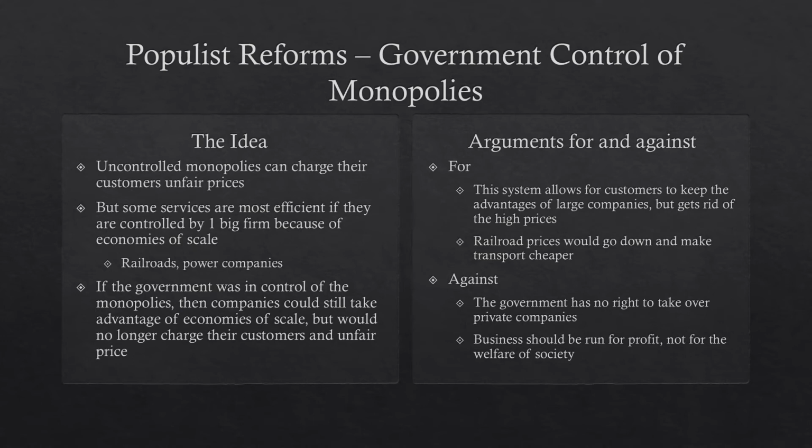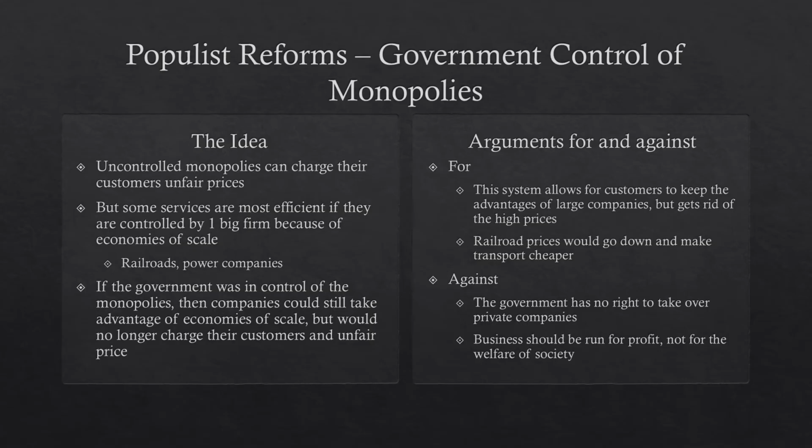Therefore, what the populists said is that the government should set rules to make sure that monopolies that do exist would not be able to act unfairly. The government would set fair prices for the monopoly to make sure that customers got fair prices, but the monopoly still made some money.